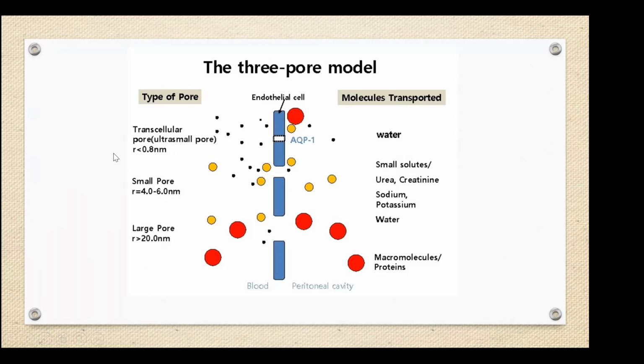Through the transcellular pore, water molecules pass via the aquaporin 1 channel. Through the small pores, solutes like urea, creatinine, sodium, and potassium, including water, pass through the membrane. Large pores transport macromolecules like protein.